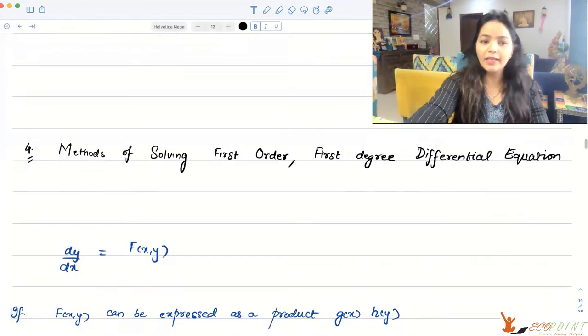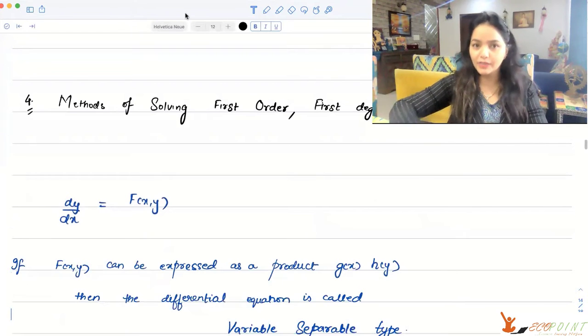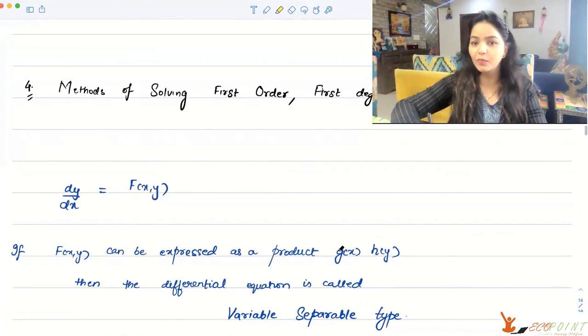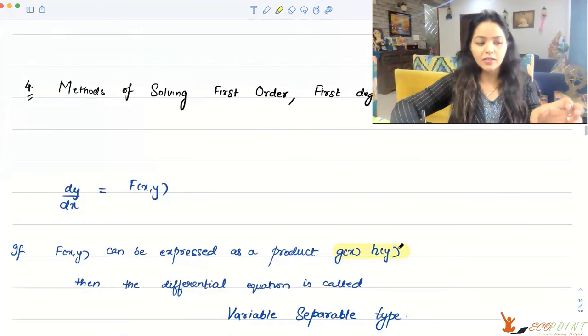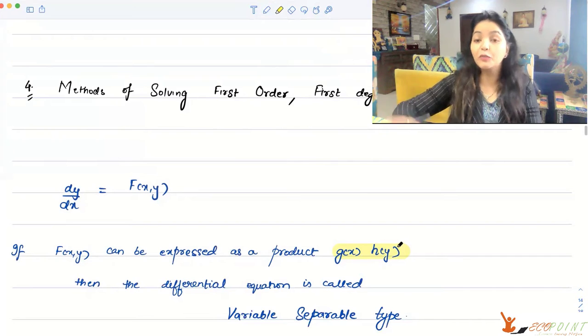Now, if this dy by dx, or f(x, y), can be expressed as a product of some particular function of x into some particular function of y, g(x) into h(y), then the differential equation is called variable separable type. Variable separable type, you might have heard this word.